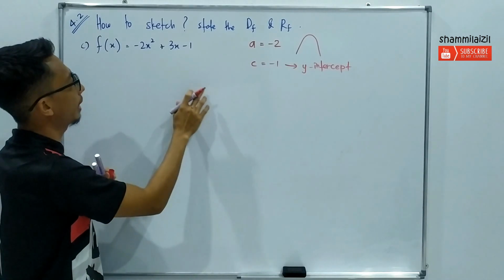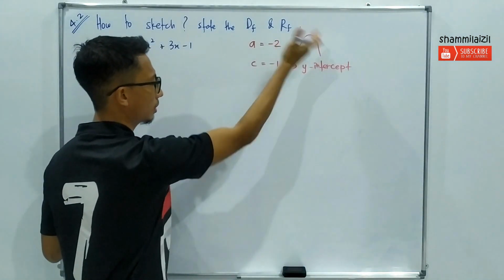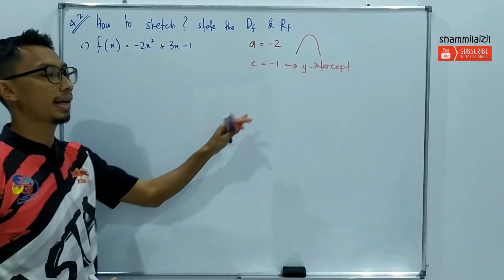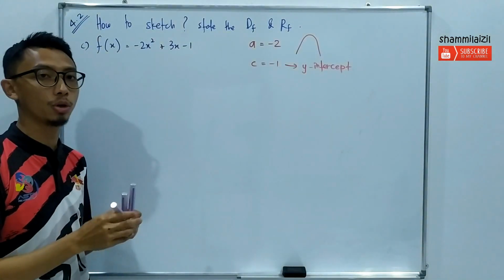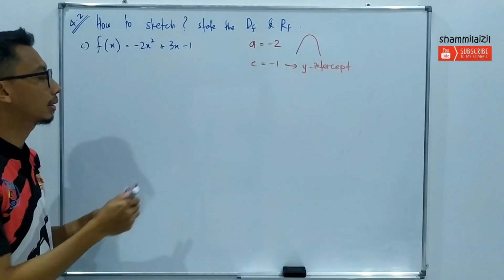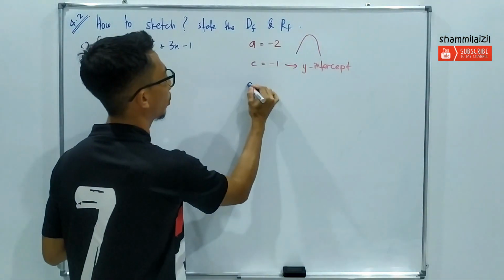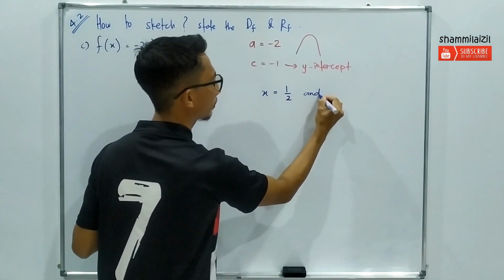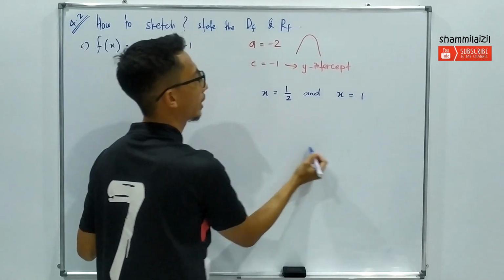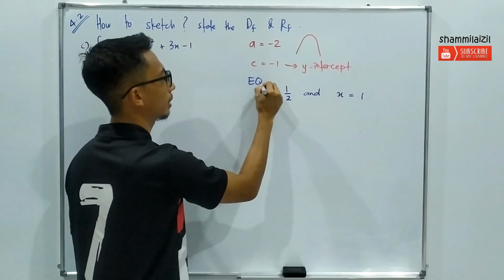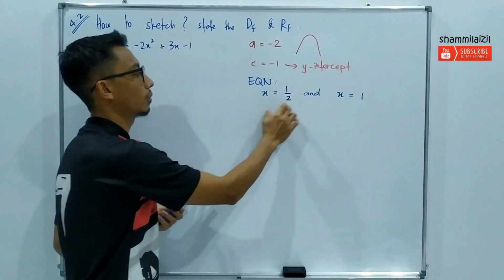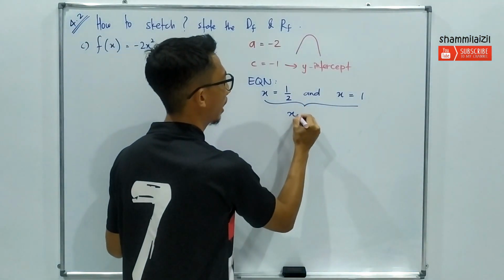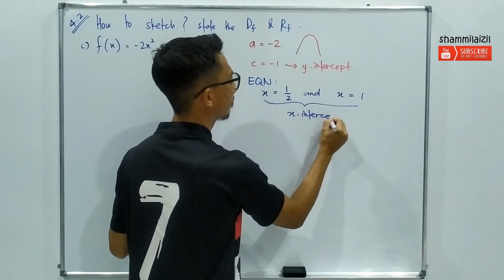Okay, and then what happens next? You know already the basic shape of the graph, you know already the y-intercept, one of the points for the graph. And then, by using your calculator, calculate your EQN. If you still remember, calculate your EQN, you will get that x will be a half and x equals 1. This is by using your calculator, EQN. So these are actually your x-intercepts.